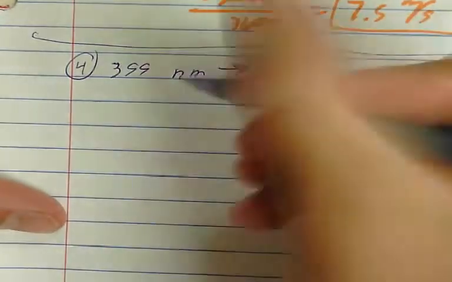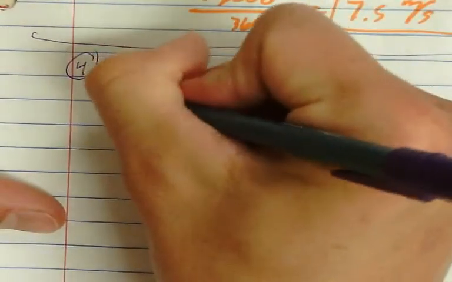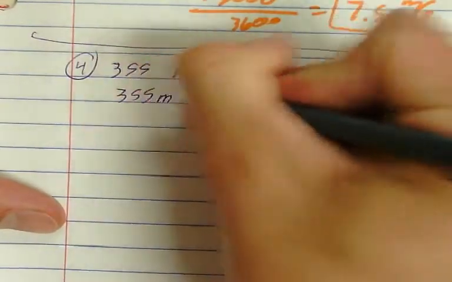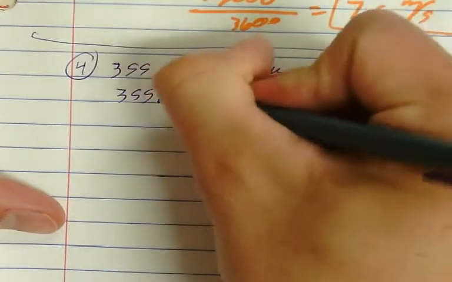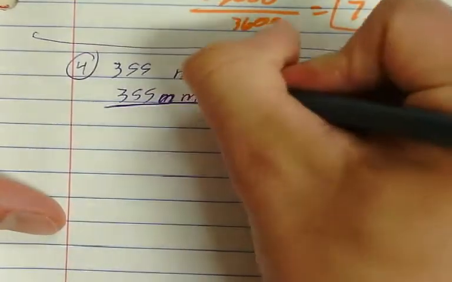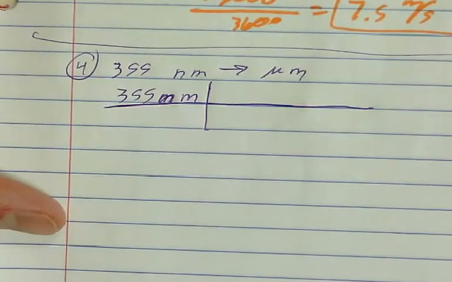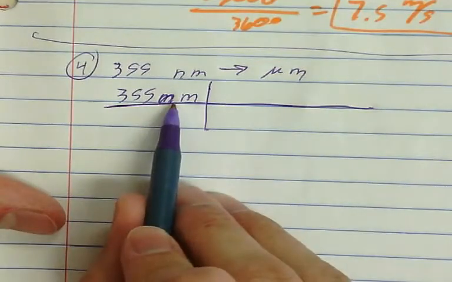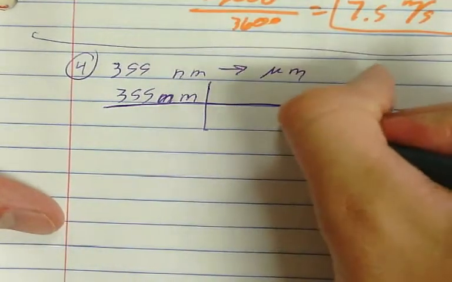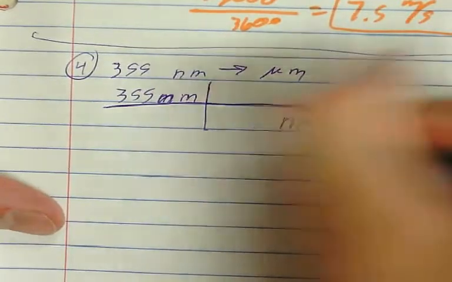So the number that we have is 355 nanometers. That number goes in the first column of my little cross-section chart thing. What I have goes in the bottom, and what I want goes in the top. Now here's where you have to be careful.